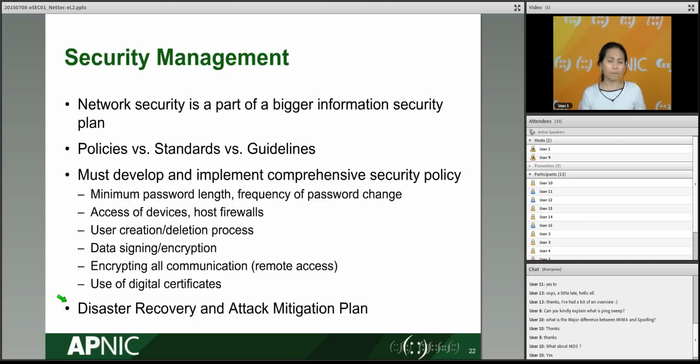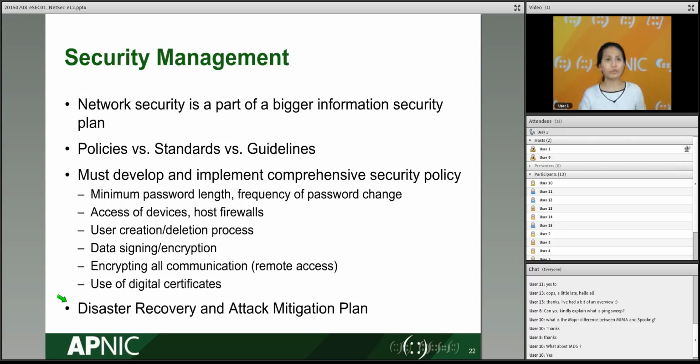If the attack has passed, what do you do after that? How do you check or add more security measures so that that attack won't happen again? So disaster recovery and attack mitigation plans play a huge part in your bigger security management plan.